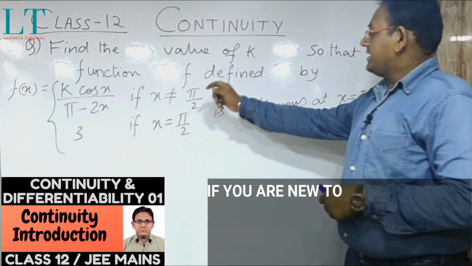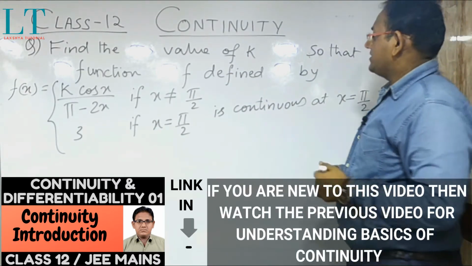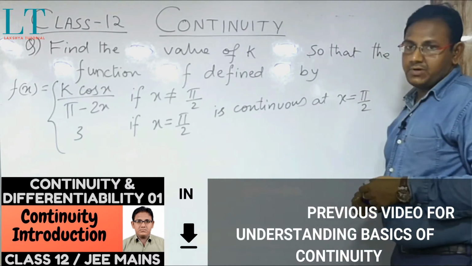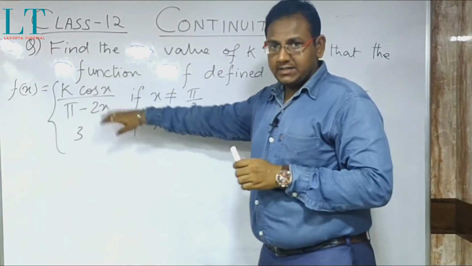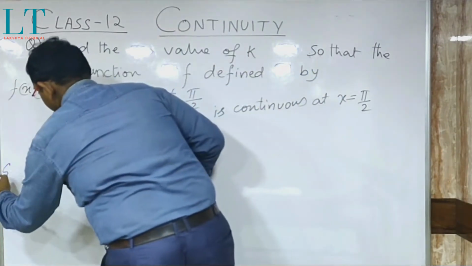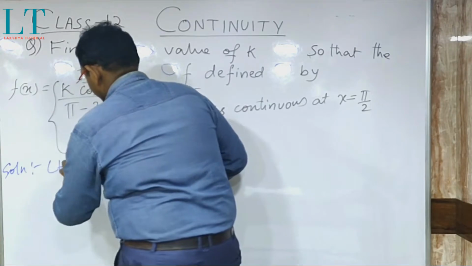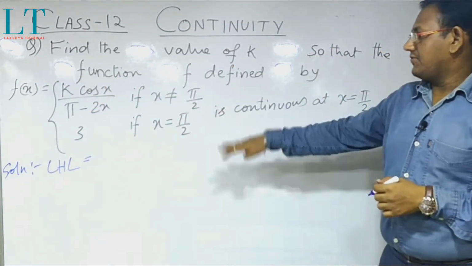The question says that we need to find out the value of k so that the function f defined by this is continuous at the point x is equal to pi by 2. Now let us start with the first part. We start with the solution of this function. Now in the solution, the first thing that we need to understand is to find out the left hand limit.